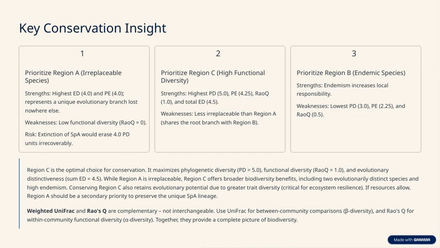Finally, I want to clarify a methodological point. Weighted UniFrac and ρQ are both important tools in biodiversity analysis, but serve different purposes. Use UniFrac to compare between different communities or regions, what we call beta diversity. ρQ, on the other hand, helps us understand functional diversity within a single community, alpha diversity. Together, they give us a comprehensive picture of biodiversity, both in terms of species differences across regions and the diversity of traits within a region.